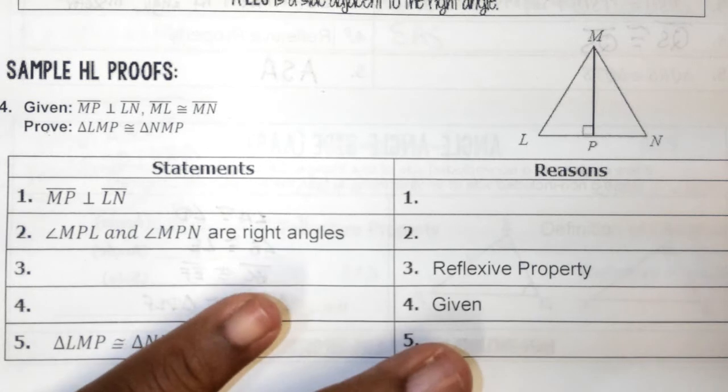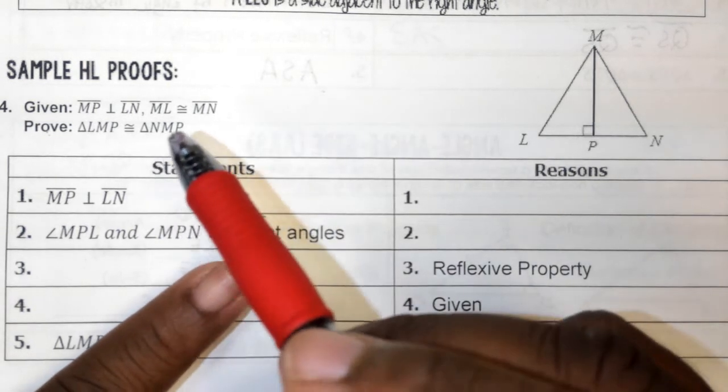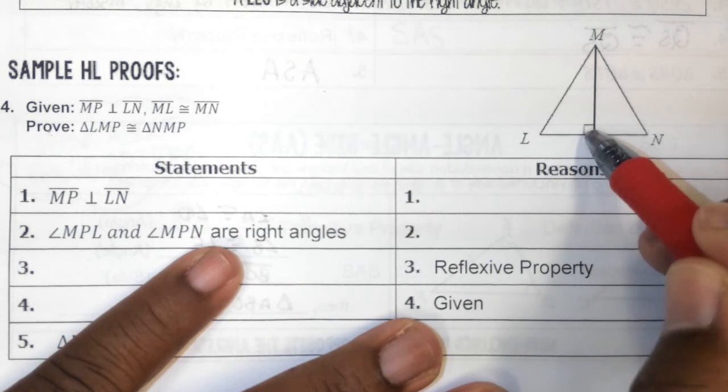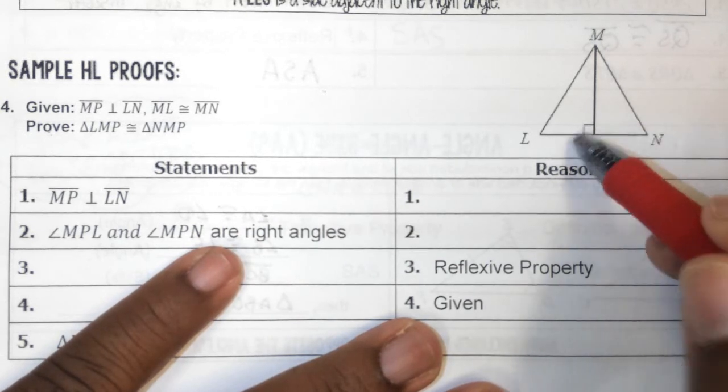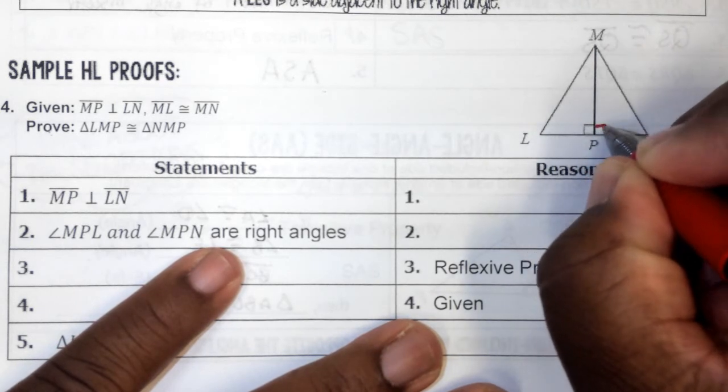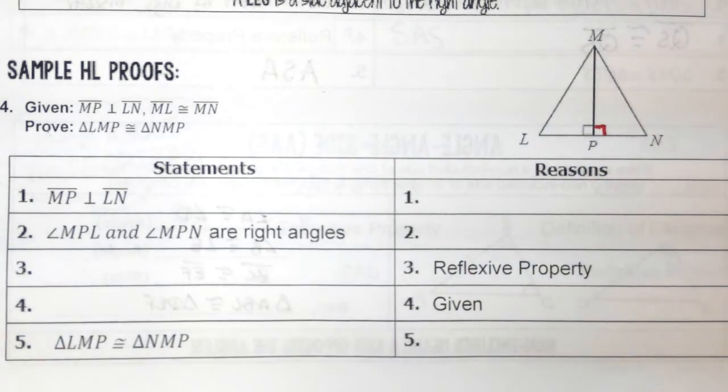Alright. That being said, since they say MP is perpendicular to LN, they already indicated it on here with one. Sometimes they don't, though. They already put a right angle box in here, but we're going to put both in just so we know for sure. There's right angles on both sides. Here and here.